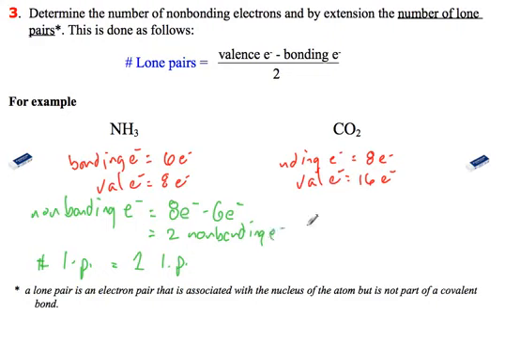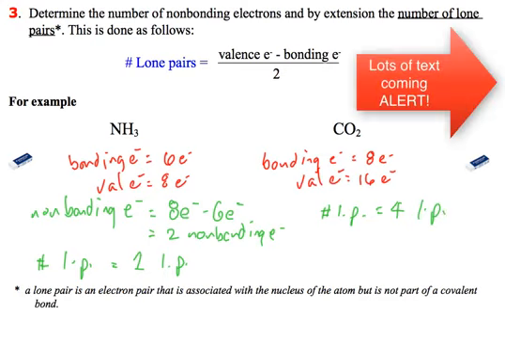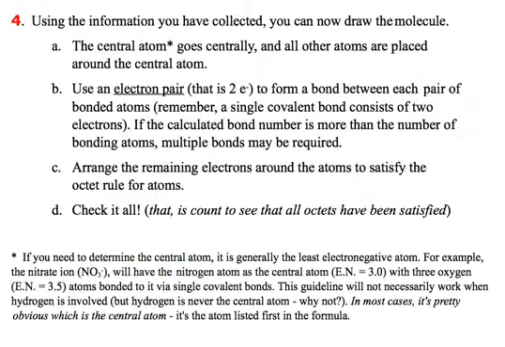lone pair. Okay, with carbon dioxide, then, non-bonding electrons is going to be 16 minus 8, and so we divide that by 2 to get the number of lone pairs. So 16 minus 8 is 8, divided by 2 is 4. So we can quickly calculate 4 lone pairs. And that's it. So now we're able to put it together.